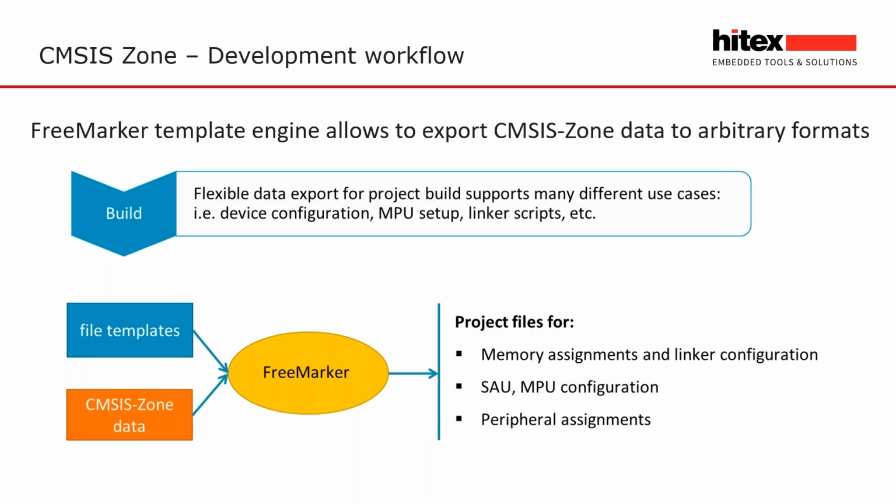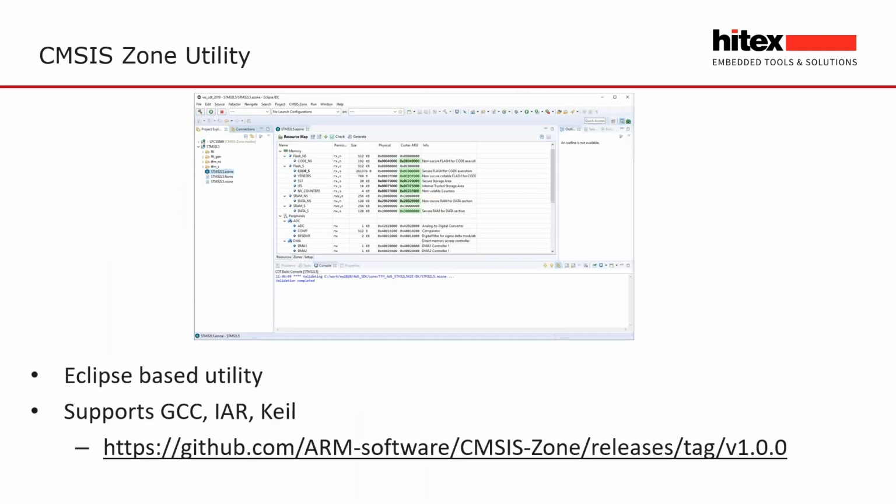So part of CMSIS Zone is the CMSIS Zone utility. This is an open source free tool that we can download. It sits currently within the Eclipse IDE. So again, you can download it as a full version of Eclipse, or it's also available as a plugin if you're already using Eclipse as a development tool. And again, you can find it on GitHub. It's a bit of a hack round to find it, but version 1.0.0 is now available for use. You lucky things.